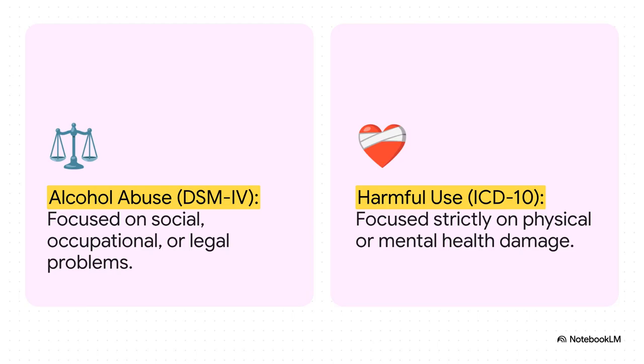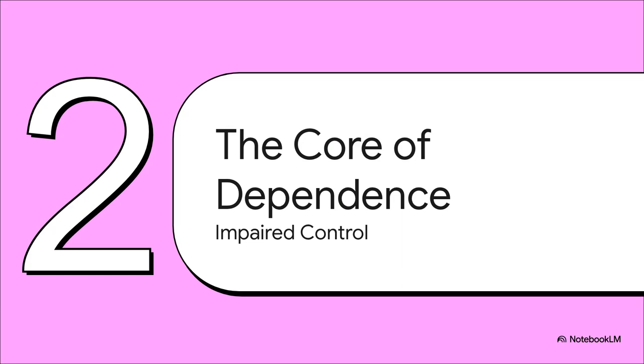And this slide right here really shows two totally different ways of looking at the same issue. For years, the American Diagnostic Manual, the DSM-4, defined alcohol use by its social consequences, failing at work, getting into legal trouble. But at the same time, the international ICD-10 was defining harmful use by its direct impact on a person's health. It's like two different sets of glasses looking at the same problem, which, as you can imagine, could lead to very different conclusions. All right, let's move on and see how this all builds into something more severe.